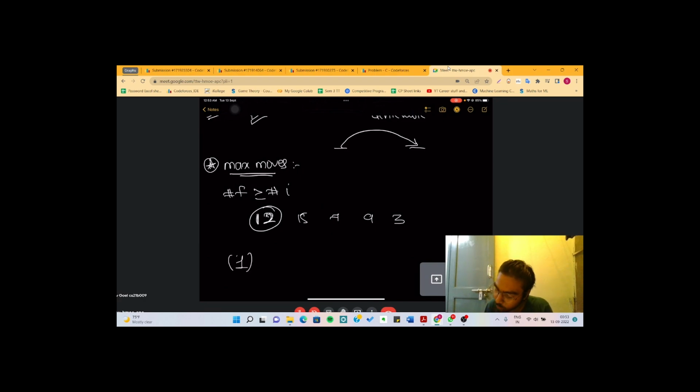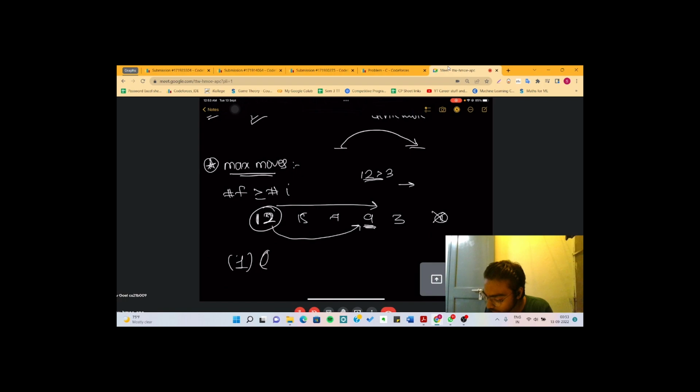Then you move on to the nearest index to 12 towards the direction of 3. Since 12 is greater than 3, we'll move towards 3 and look at the nearest value to 12. So nearest value to 12 towards 3 is 9. If there was an 11, the answer would have been 11, but there is no 11. So now the next move will be towards 9, so we are going to index number 4.